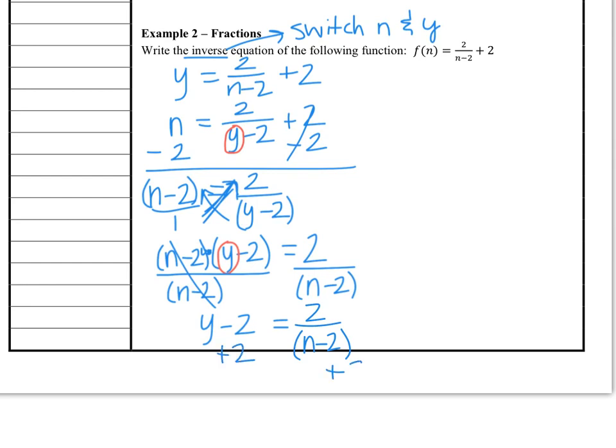Okay, and then our last step to get y by itself is to add that 2 to the other side, so plus 2. I'm going to bring it up here. So I'm left with just y equals 2 over n minus 2 plus 2.